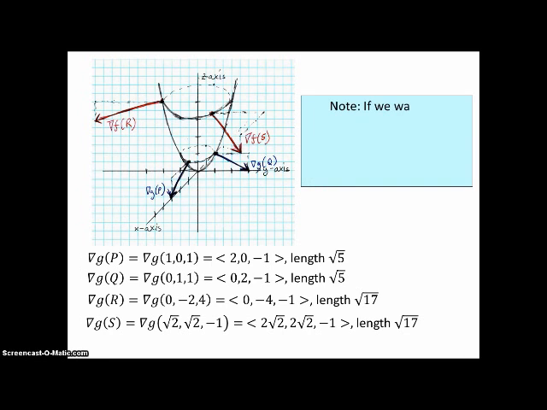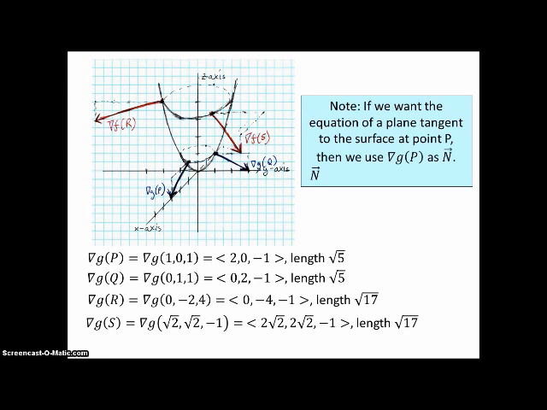Now another thing to note is that if we want the equation of a plane tangent to the surface at point P, then we can use the gradient vector at point P as the normal, because if it's perpendicular to the surface it'll be perpendicular to the tangent plane. And then all we have to do is dot that gradient vector with a vector on the tangent plane, which we get by taking x, y, and z and subtracting the point values at P.